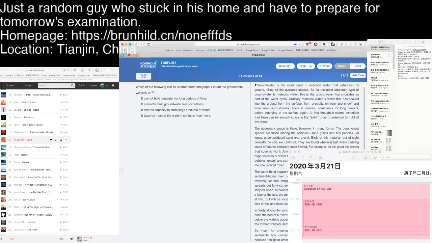Which of the following can be inferred from paragraph 1 about the ground that we walk on? It cannot hold rainwater for long periods of time. It prevents most groundwater from circulating. It has the capacity to store large amounts of water. It absorbs most of the water it contains from rivers.